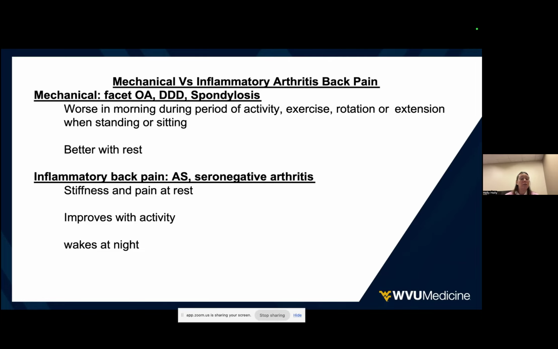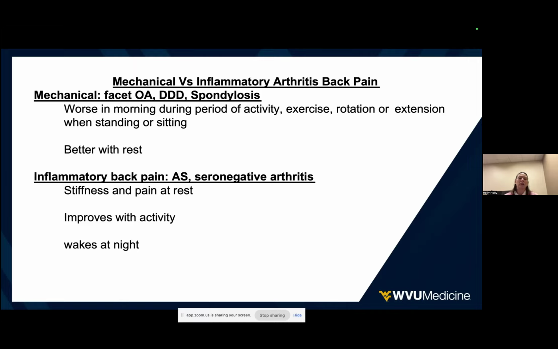But when we think about inflammatory back pain, they're going to have stiffness and pain at rest, which is the opposite, right? So once they are up and moving, they're going to feel better, and they're not going to want to stop because they feel better. And this pain can sometimes wake them at night when it's inflammatory. So inflammatory back pain, we typically think about ankylosing spondylitis or some of our seronegative arthritides, which can be psoriatic arthritis or inflammatory bowel-associated arthritis.